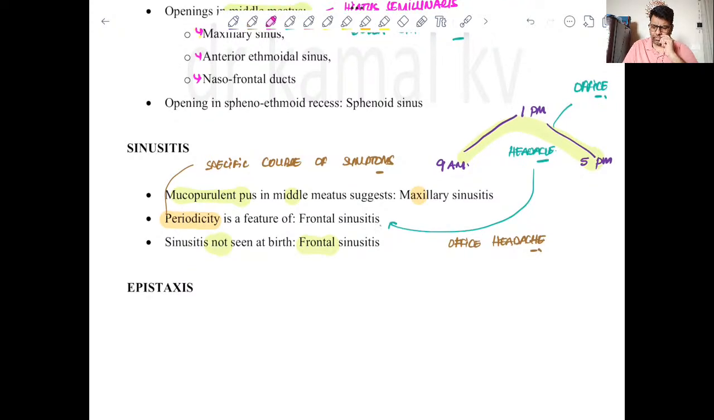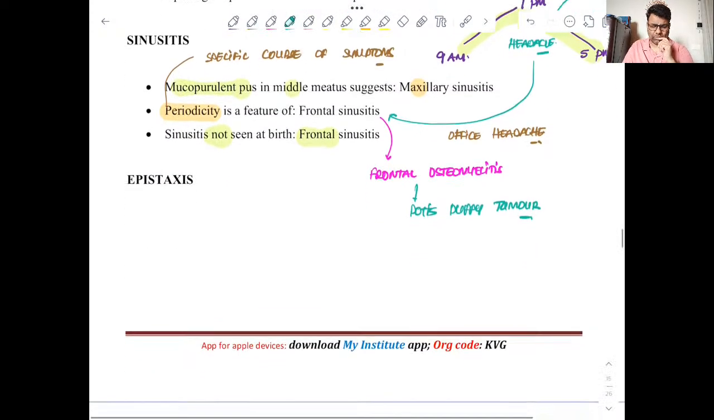And there can be one complication like frontal bone osteomyelitis, which can give rise to Pott's puffy tumor. Fine. So this is in short about sinusitis.